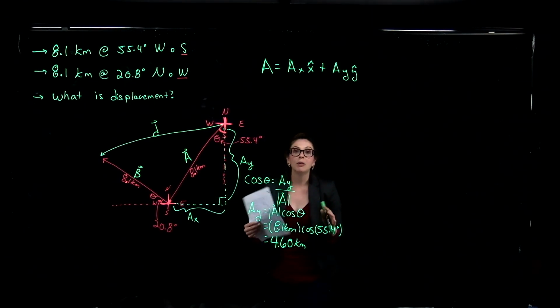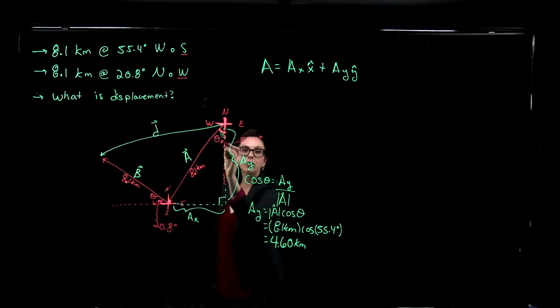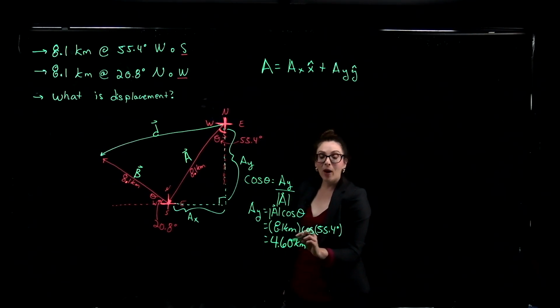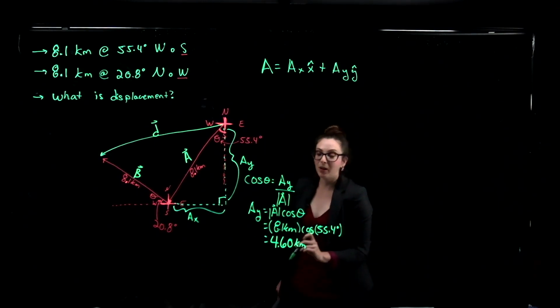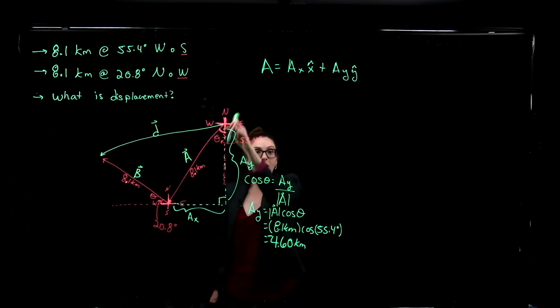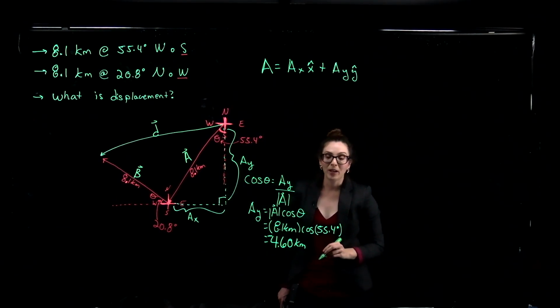But we have to be careful. In our previous problem, all the vectors were in the positive direction. But here we have to pay attention because we drew our vector down in this direction here. That means that my y component for this vector is negative. So the magnitude of that y component is 4.6 kilometers, but it needs a negative sign on it because we have to go down in the minus y direction when we're moving along this path. So AY is minus 4.6 kilometers.